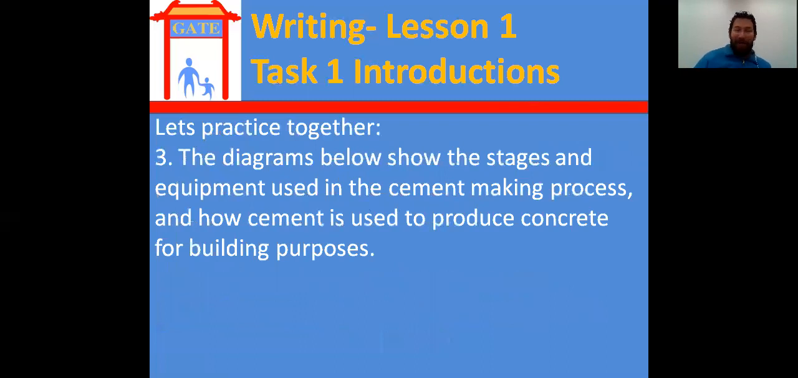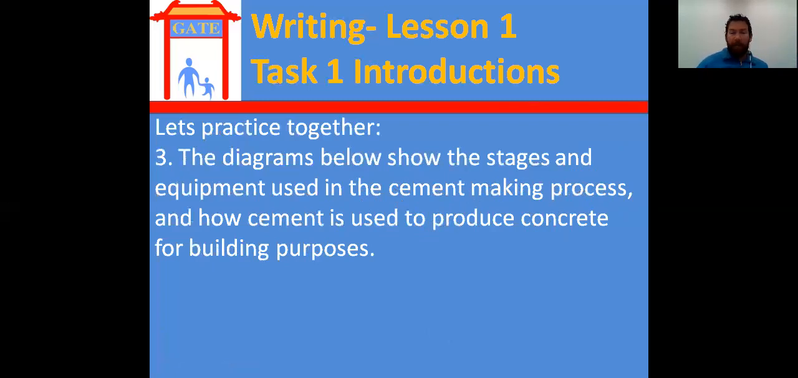Welcome back. Okay, so the diagrams below show the stages and equipment in the cement making process. So process is a noun. Now at this point, we might change that to a verb. Making is basically probably more of the noun we're looking at. Make there. So we could use the verb make. And the second part, to produce concrete for building purposes. So we could then shift produce back to production. That's one way to think about it.